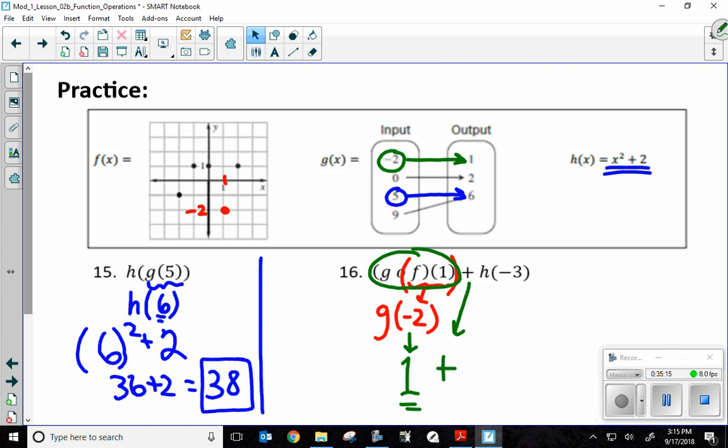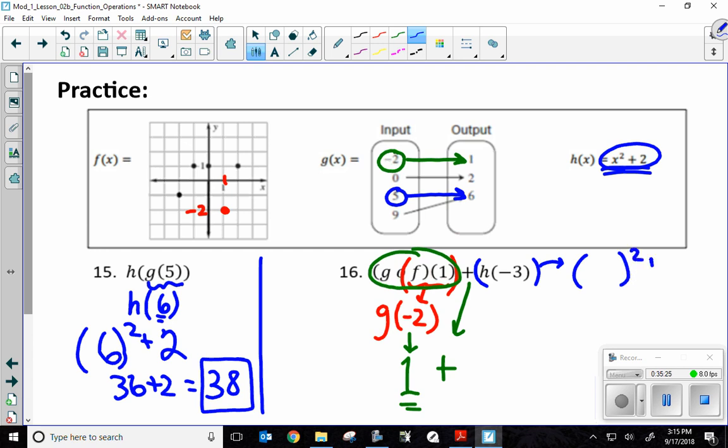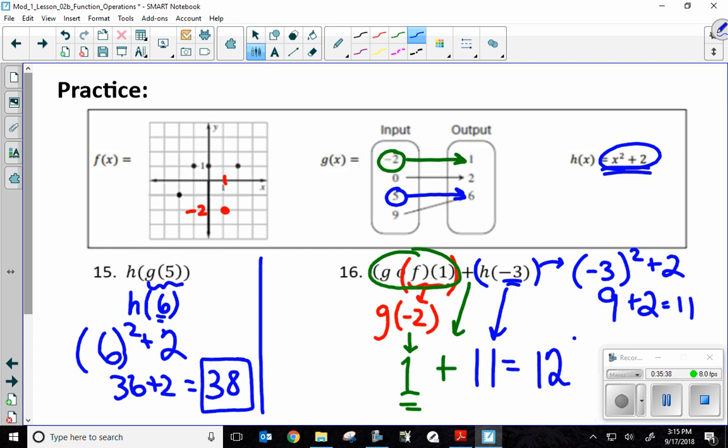plus h of -3. Again, I'm using x squared plus 2. I'm inputting a -3. That's 9 plus 2. That's 11. 1 plus 11? Oh boy, start to challenge us. 1 plus 11 is 12. And there you have it.